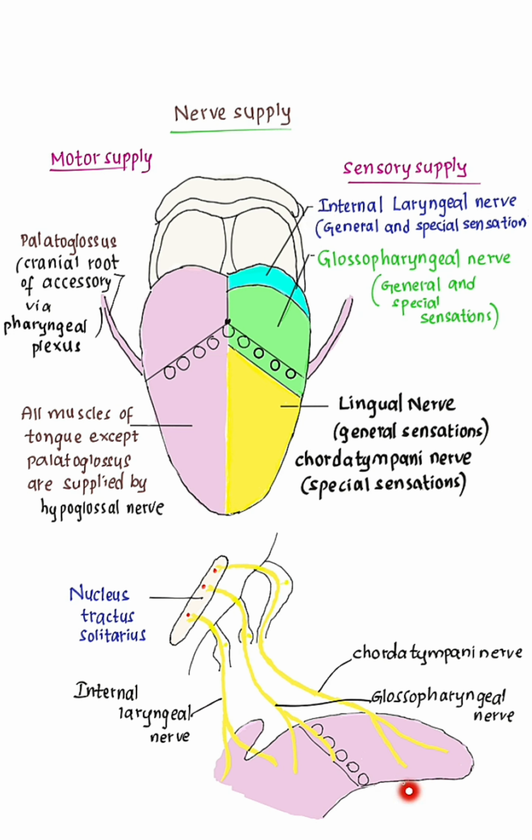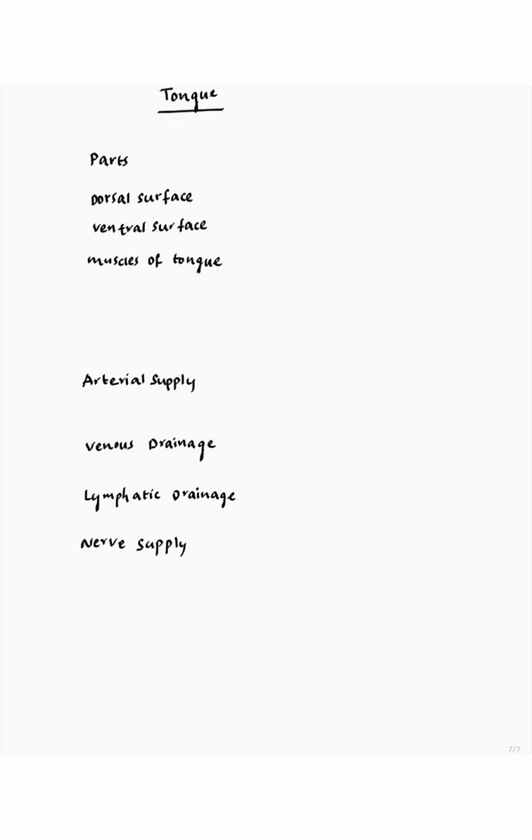Now carrying taste sensations. From the anterior two-third of tongue, chorda tympani nerve. From the posterior one-third of tongue, glossopharyngeal nerve. From the posterior most part, internal laryngeal nerve. Let us now revise tongue.